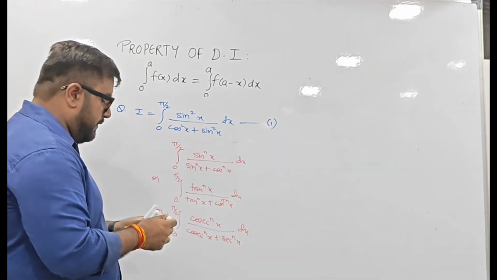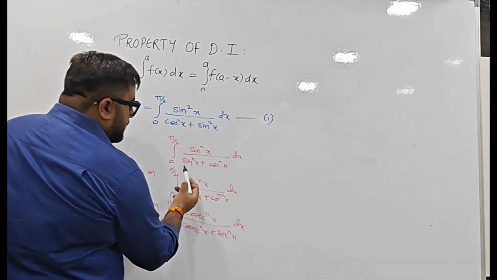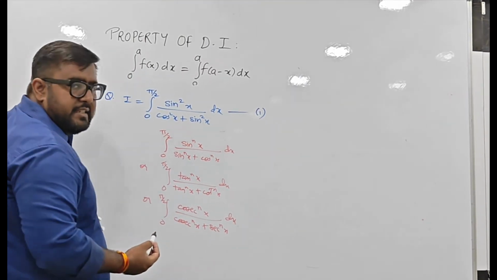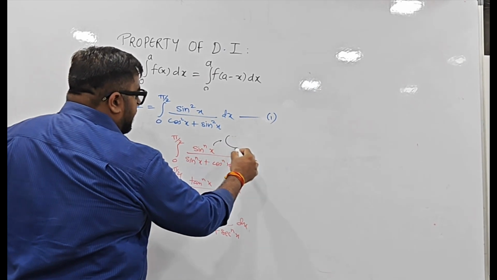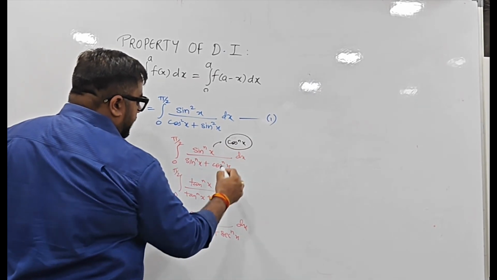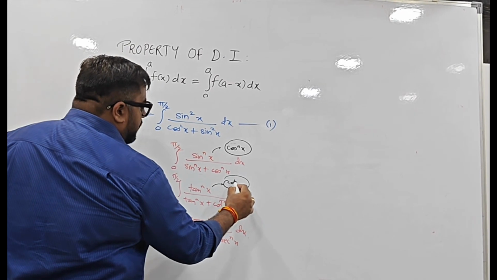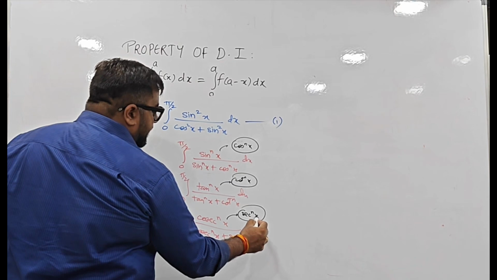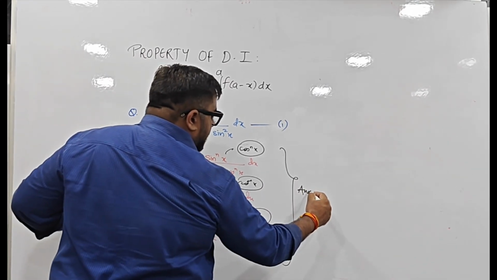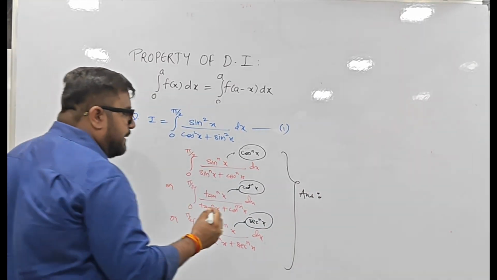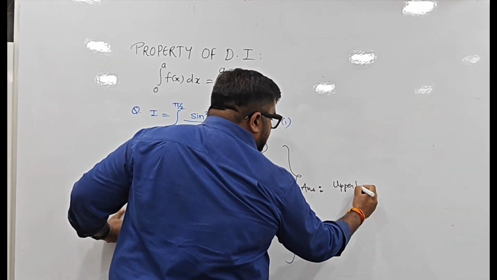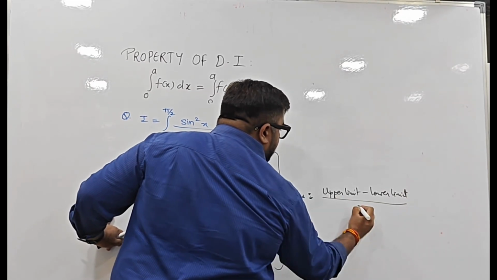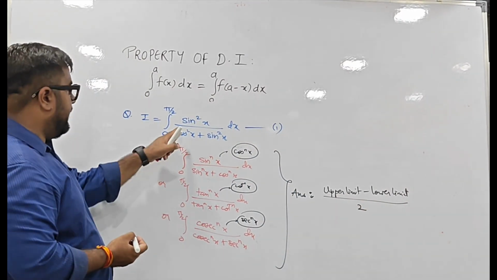Here what we can observe is that all these groups are complementary pairs: sin and cos, tan and cot, cosec and sec. Now instead of sin we can also have cos raised to n x, instead of tan we can also have cot raised to n x, and instead of cosec we will have sec raised to n x. The answer for all these cases is simply upper limit minus lower limit divided by 2.